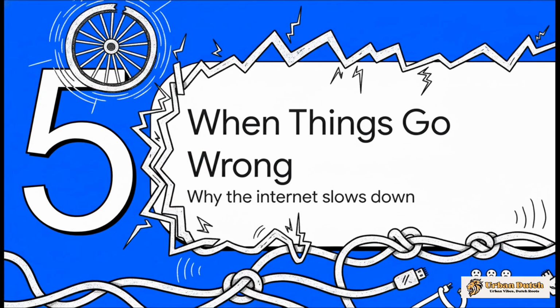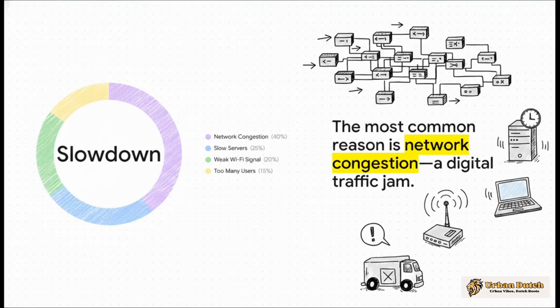But of course, this whole trip isn't always perfect, is it? We have all been there, just staring at that spinning wheel of doom. So what is actually going on when the internet slows down to a crawl? Well, usually the biggest culprit is just a good old-fashioned digital traffic jam. We call it network congestion, basically too many packets trying to use the same road at the same time. Other times, the server on the other end might just be having a slow day. And hey, sometimes the problem is literally in your own house. A weak Wi-Fi signal is kind of like the mail truck getting a flat tire right on your street.